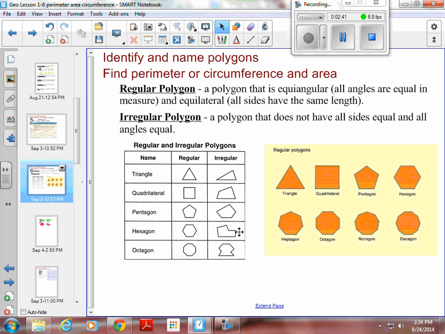There's only one way to draw a regular shape given a number of sides. They might be bigger or smaller, but they're all going to look exactly the same. Where irregular, there's probably almost an infinite amount of ways you could draw the irregular triangle or an irregular quadrilateral.